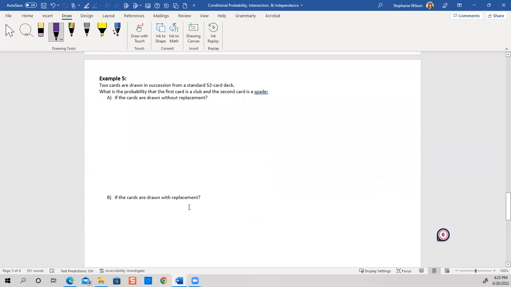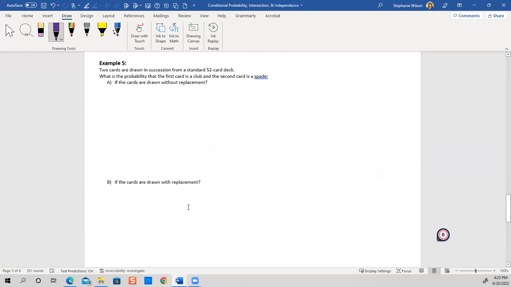Okay, let's do example 5. 2 cards are drawn in succession from a standard 52 card deck. What is the probability that the first card is a club and the second card is a spade? So first card is a club. Let me just highlight it. I think that would be easier. And the second card is a spade.